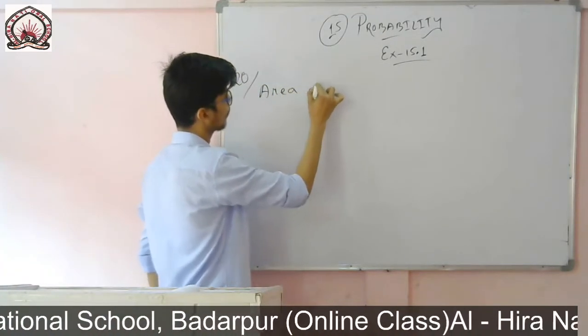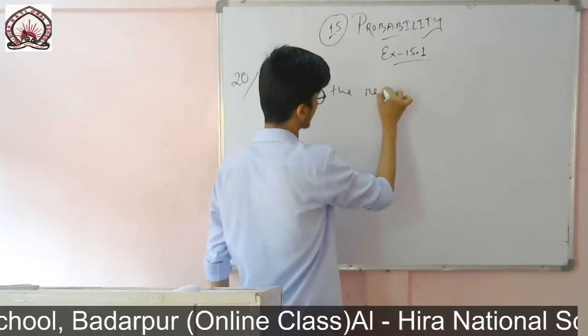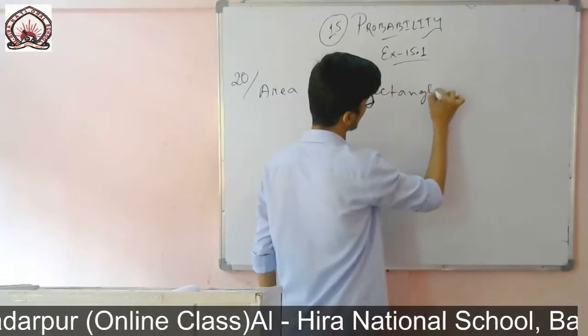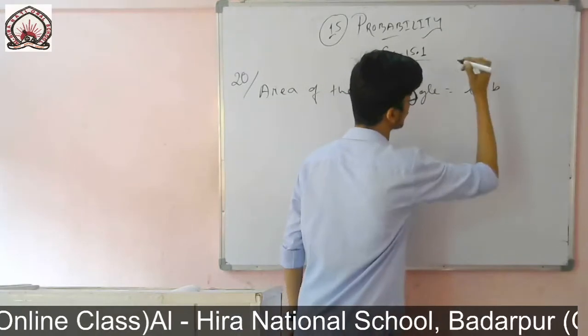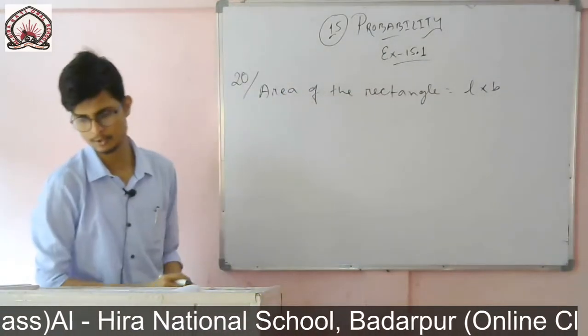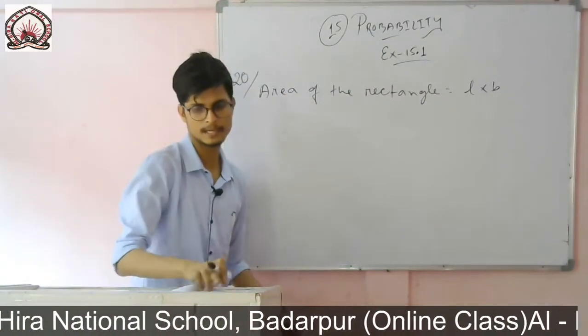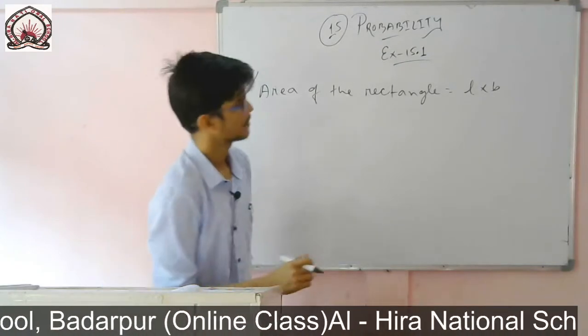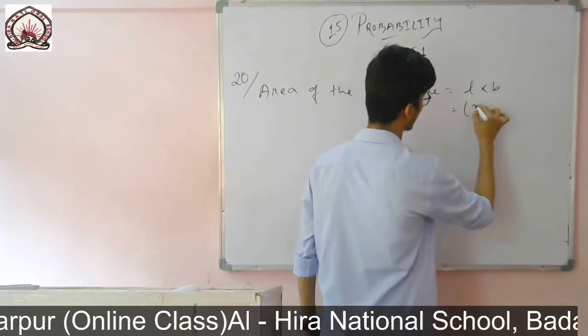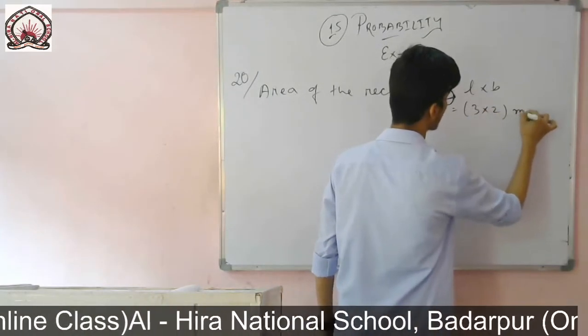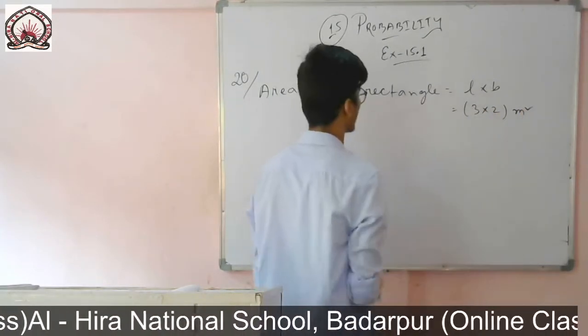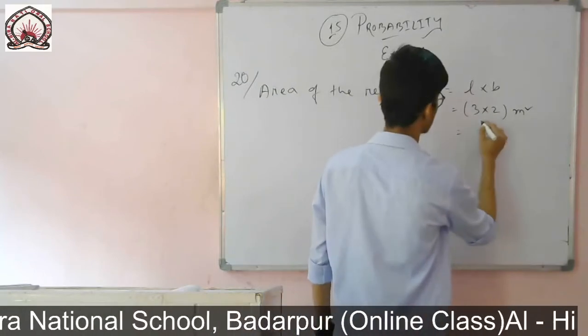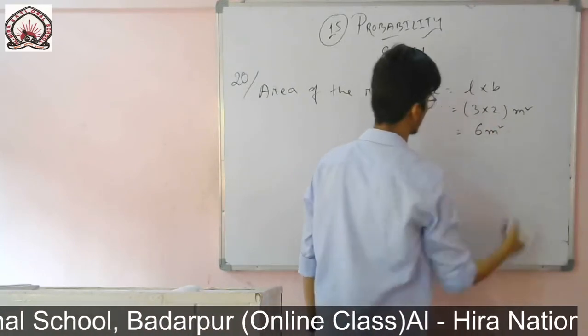Area of the rectangle equals length into breadth. We know the area of a rectangle is equal to length into breadth. You see here the length is given as 3 meter and the breadth is 2 meter. So 3 into 2 will be the area, and the unit is meter square. So 3 twos are 6 meter square.